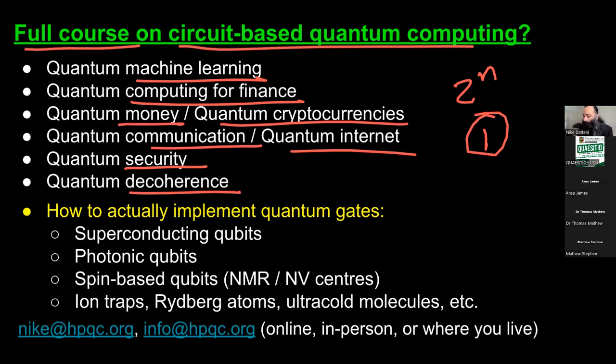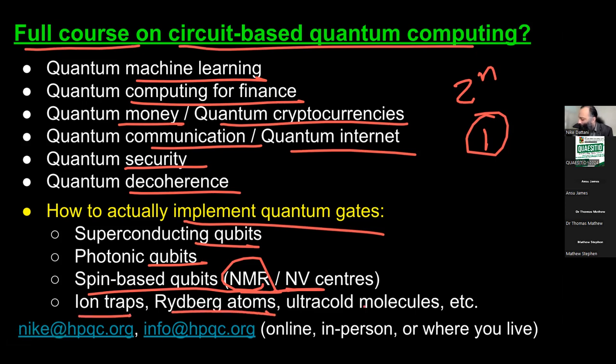Quantum decoherence, that's a physical phenomenon. How to actually implement quantum gates, how we physically make quantum computers with superconducting qubits, photonic qubits, spin-based qubits, nuclear magnetic resonance, NV centers, nitrogen vacancy centers, ion traps, Rydberg atoms, ultra-cold molecules. There are various ways to make quantum computers.